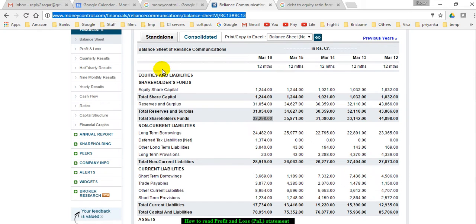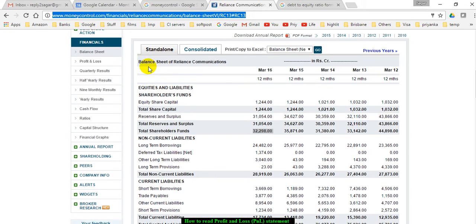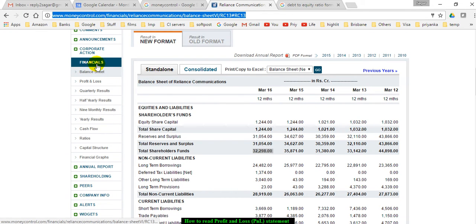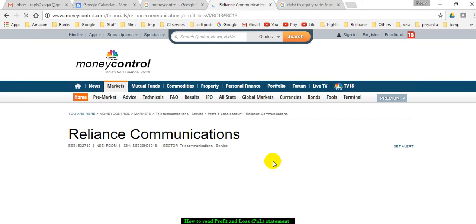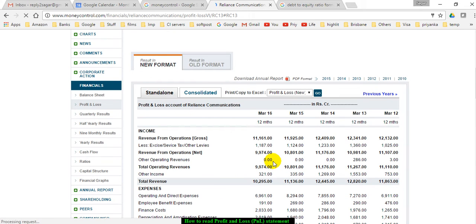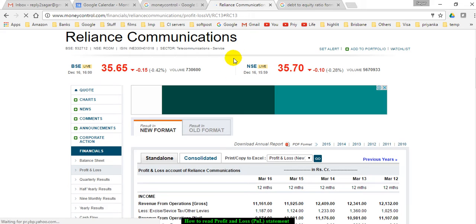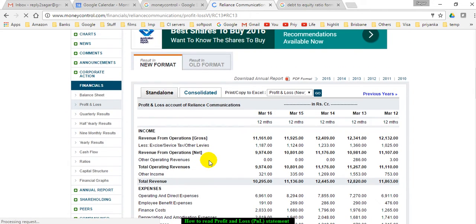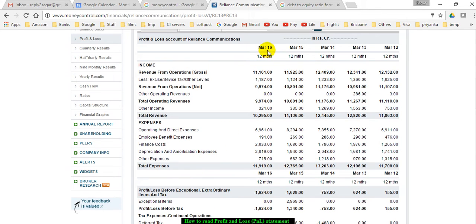moneycontrol.com. So if you go to this website, you can search for any quote, and then on the left hand side, you will find this financial section. Over there is a profit and loss link. Click on that and you will be taken to the profit and loss statement of that company. Right now I'm looking at the Reliance Communications profit and loss statement, and over here we'll find that for each year they have got some numbers.